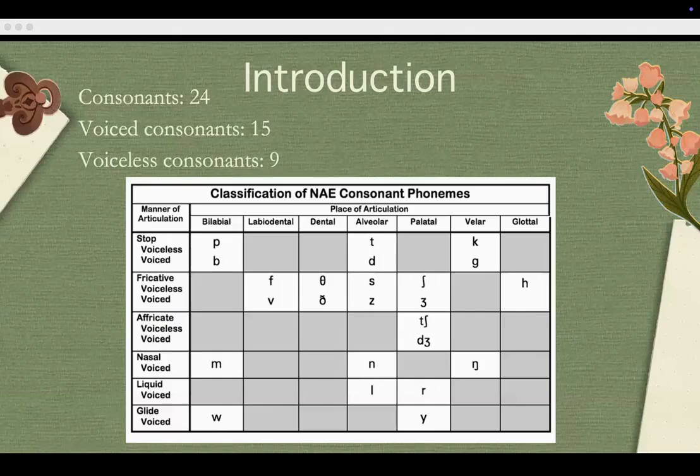Voiced sounds are produced with the vocal cords vibrating, like the b sound in bed, while the voiceless sounds are produced with the vocal cords not vibrating, like the p sound in pet. This distinction can be important in pronunciation and distinguishing between words.